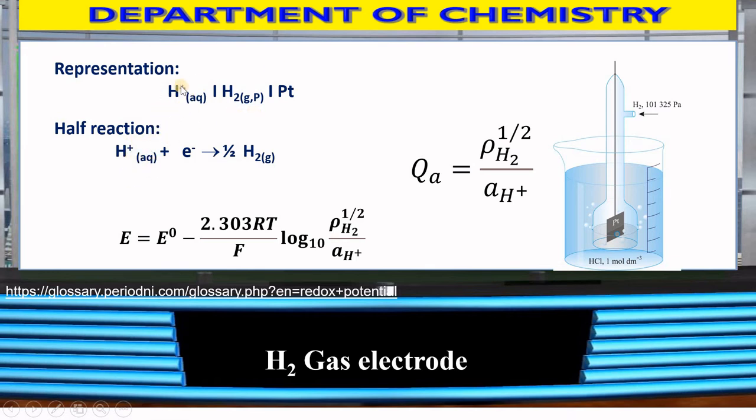and the half cell reaction for this electrode is: H plus in aqueous form gains 1 electron and converts into 1/2 of an H2 gas molecule. A hydrogen atom or H plus ion can absorb only 1 electron at a time.